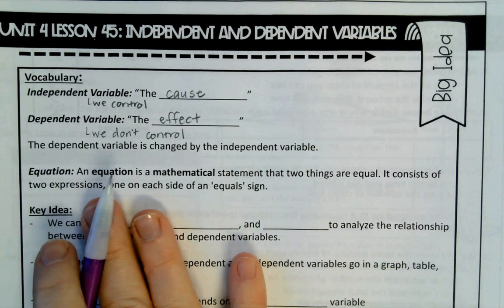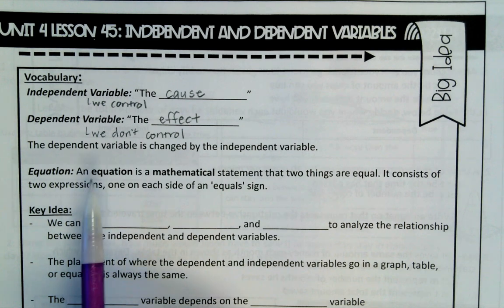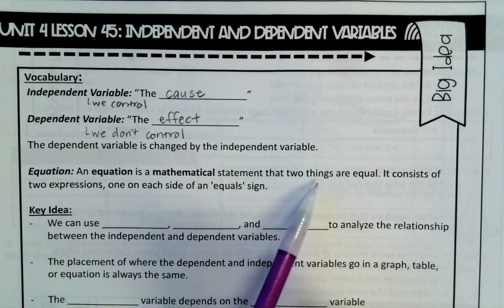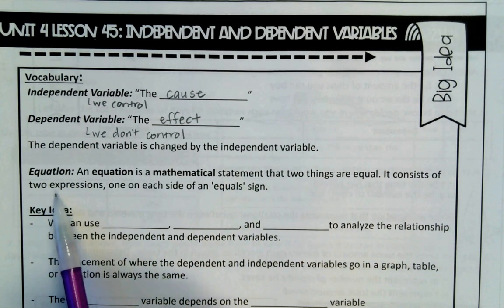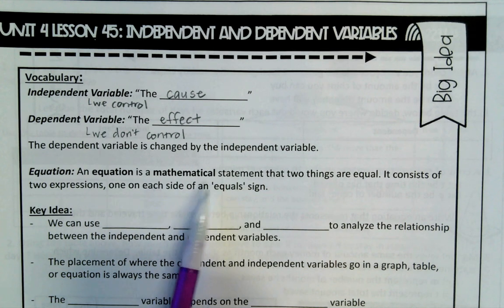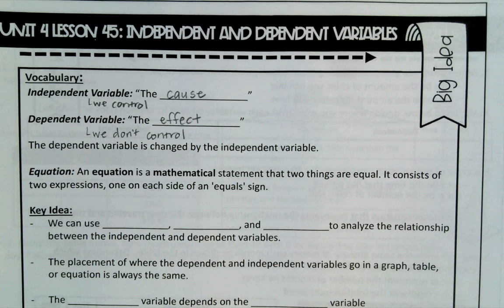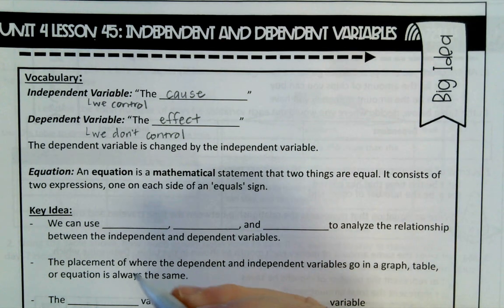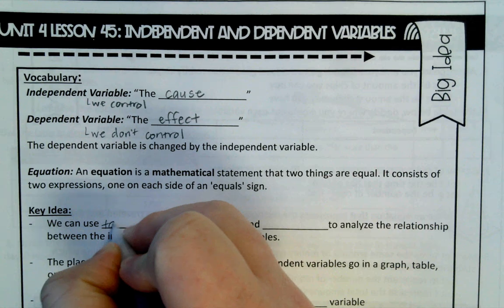Another way to say equation, I know we've already talked about this: a mathematical statement that two things are equal. It consists of two expressions, one on each side of an equal sign. But I like ours. Remember, an equation is two equivalent expressions. Boom.